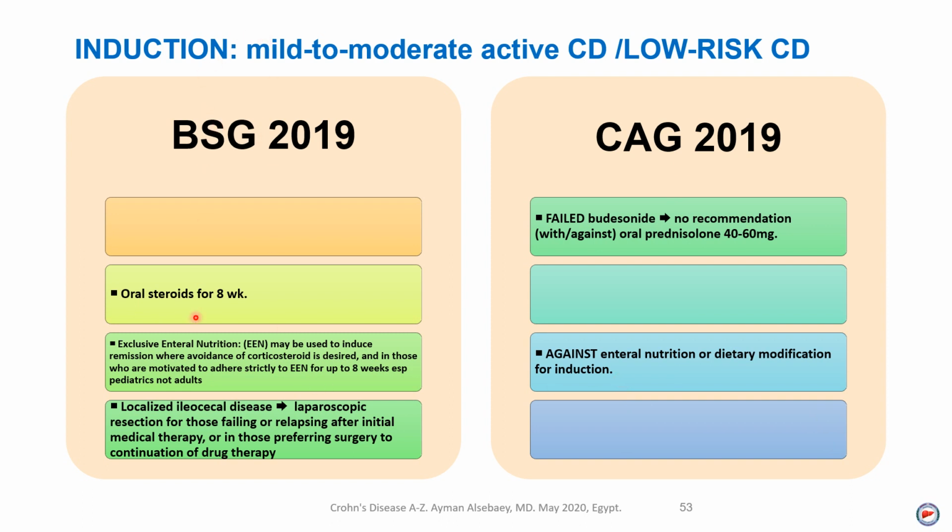The BSG said also, if the disease is localized to the ileocecal region, and if you remember in the natural history, we have said that in 85% of the cases, most patients with Crohn's disease will have confined disease, not extending disease. So the BSG recommended that if there is ileocecal disease and the patient does not want medical therapy, you can do resection for him.